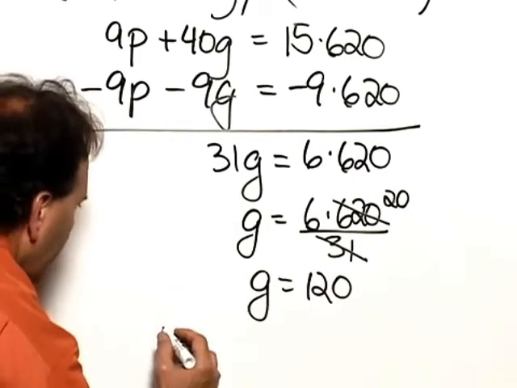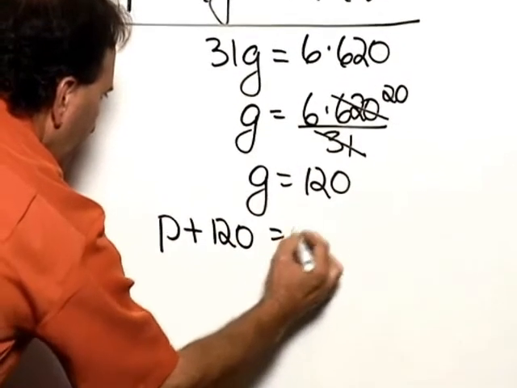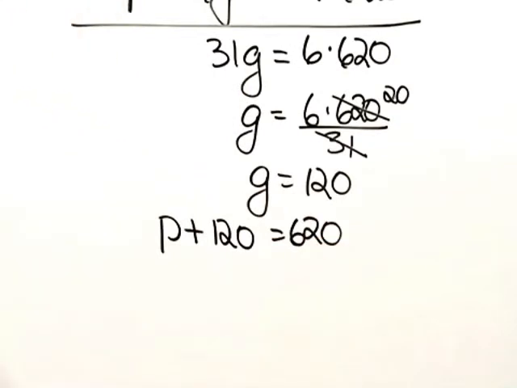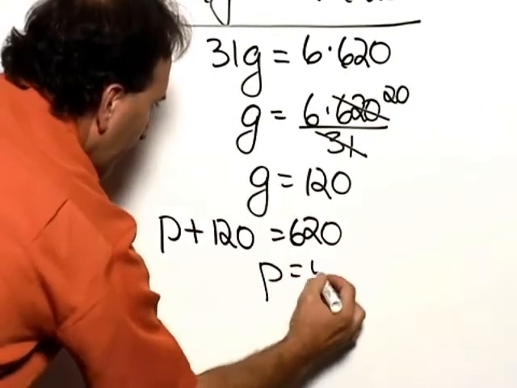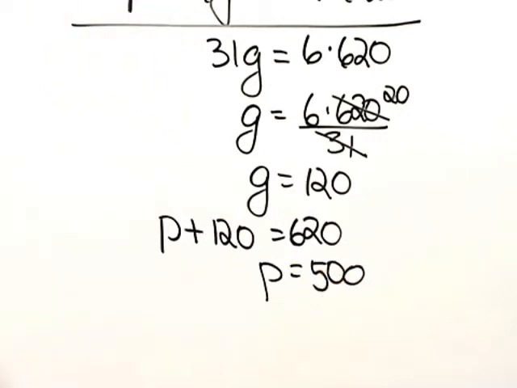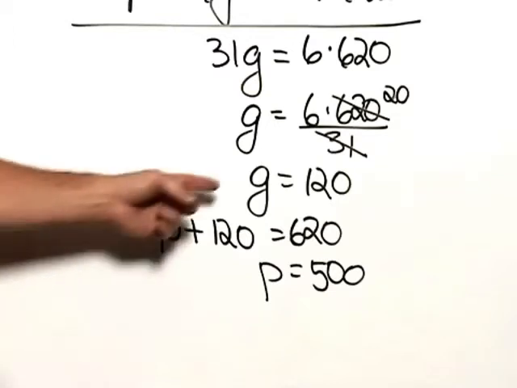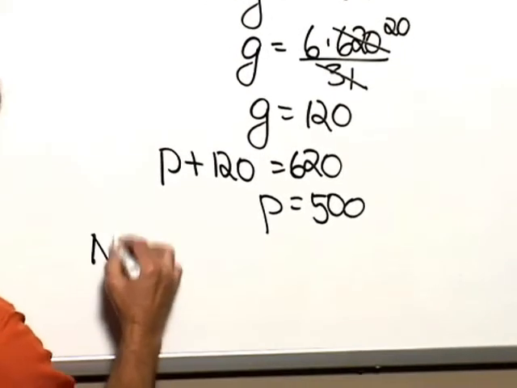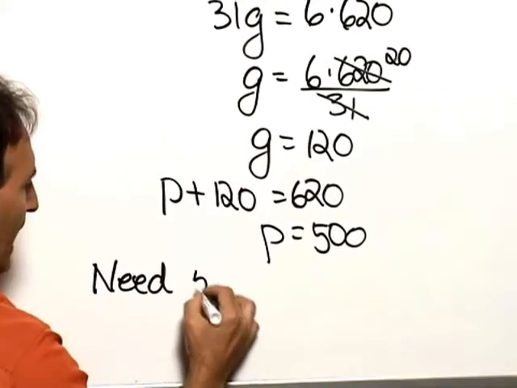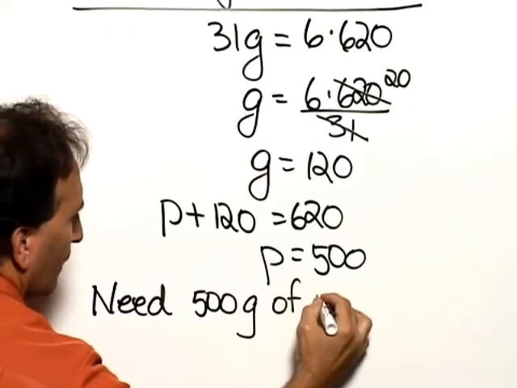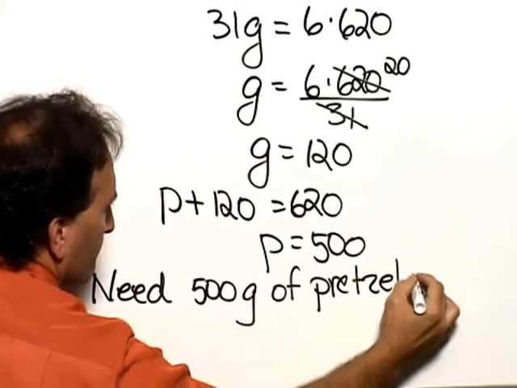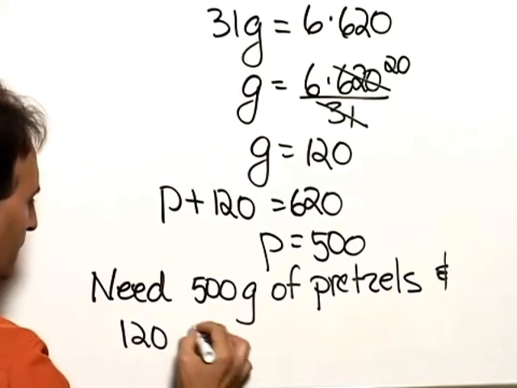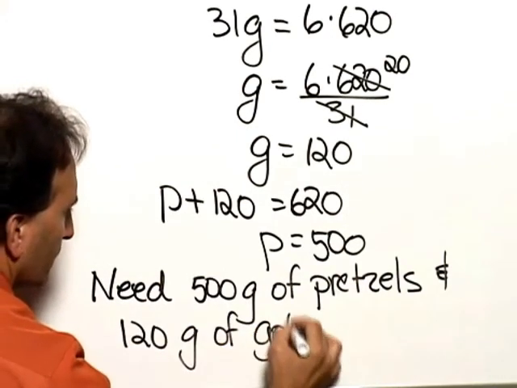Substituting that into the equation P plus G equals 620, that's the first equation that I wrote up there, we find that P is equal to 500. You can check this answer, which is the fourth step in the process, to make sure that those numbers give us the correct amount of fat, which I've done, and it is correct. So now we state the answer, that we would need 500 grams of pretzels and 120 grams of goldfish.